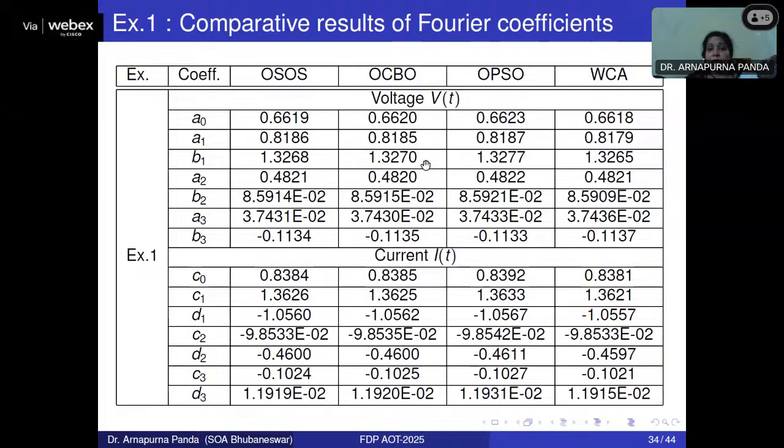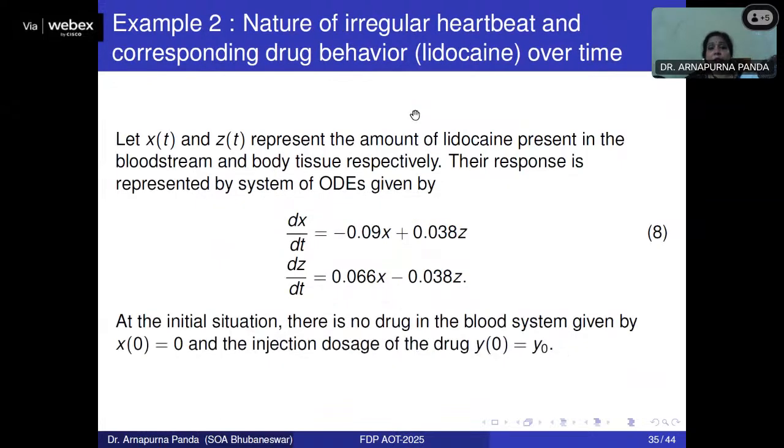We have calculated all the coefficients using orthogonal symbiotic organism search in the first column, orthogonal colliding body optimization in the second column, orthogonal PSO in the third column, and the WCA, water cycle algorithm, in the fourth column. So now we can clearly see that the orthogonal symbiotic organism search and orthogonal colliding body optimization are giving good results. And this is another problem.